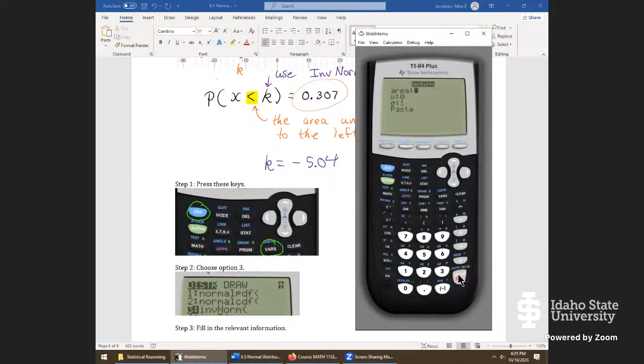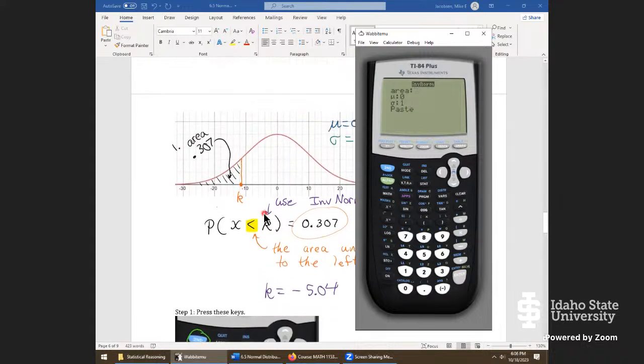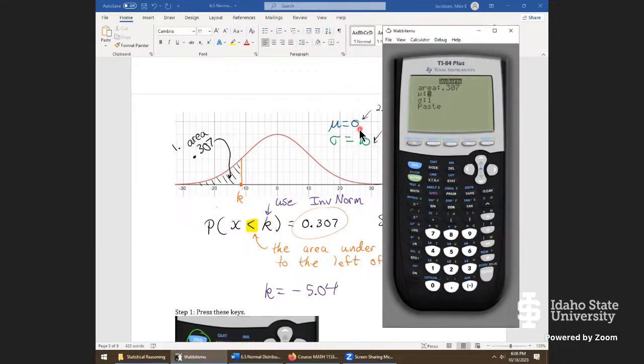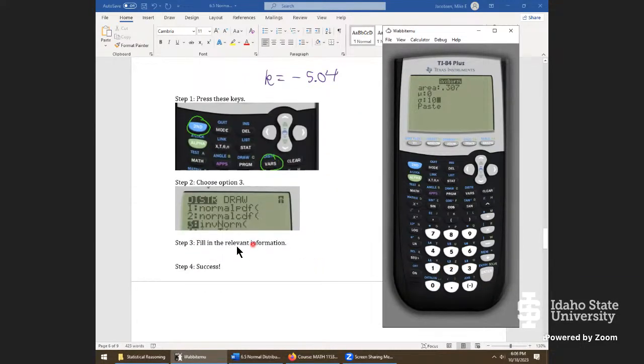Hitting enter on option number 3, it just wants 3 different inputs. It needs an area, a mean, and a standard deviation. So we go back up to our display, and the area that we used is 0.307. I'll start with the decimal place. Then for mu, we often have to change these. In this problem, it is 0, so we're in luck. But the standard deviation is 10 on this one. So we input a 10. And that's pretty much our entirety of step 3, filling in the information.